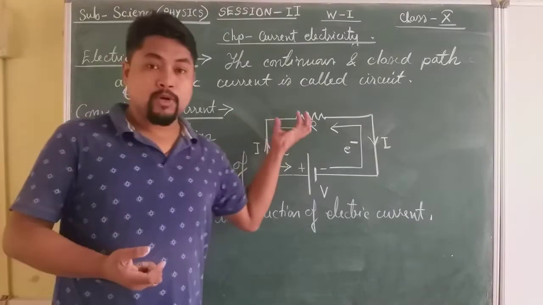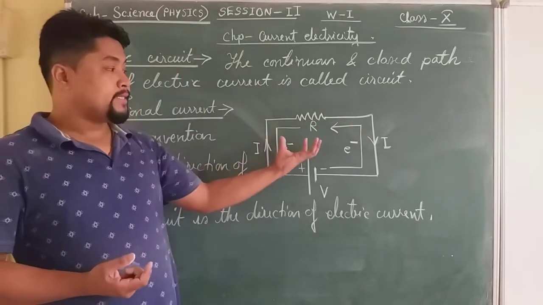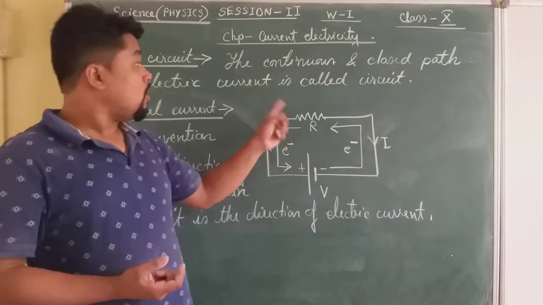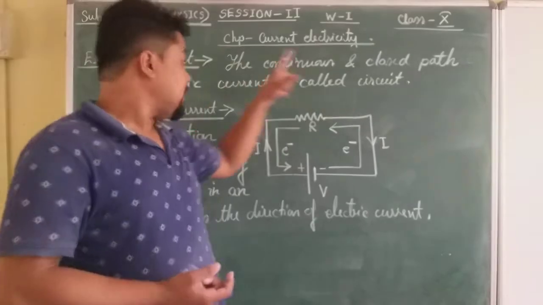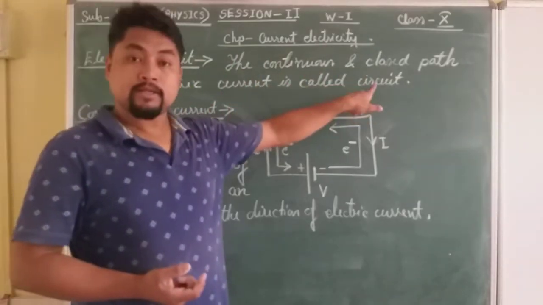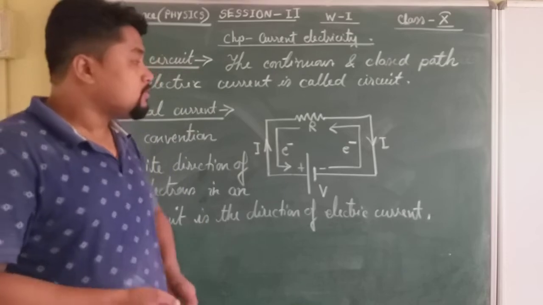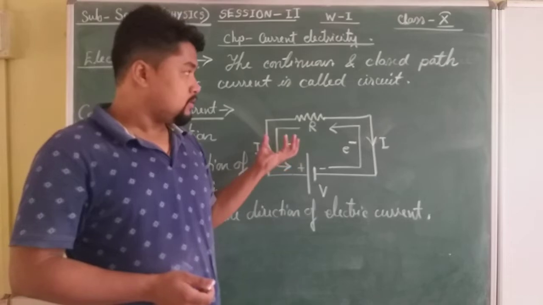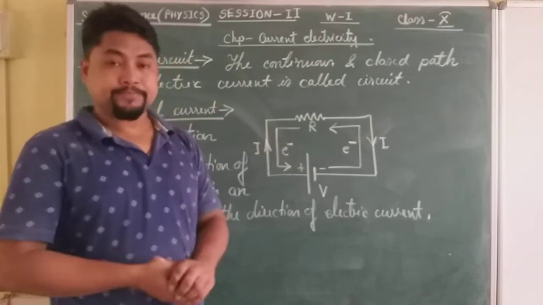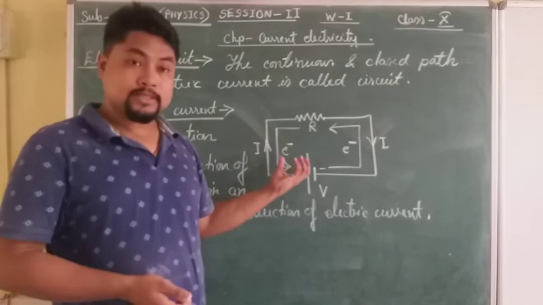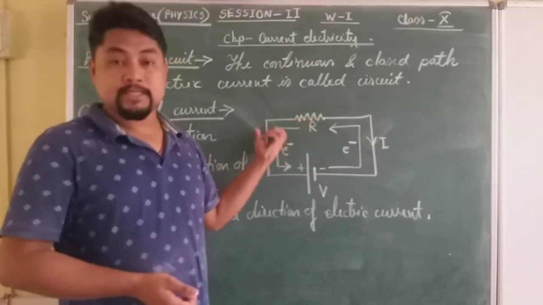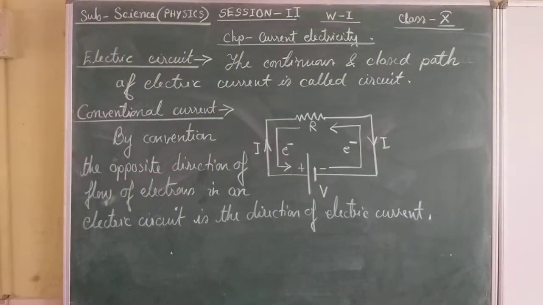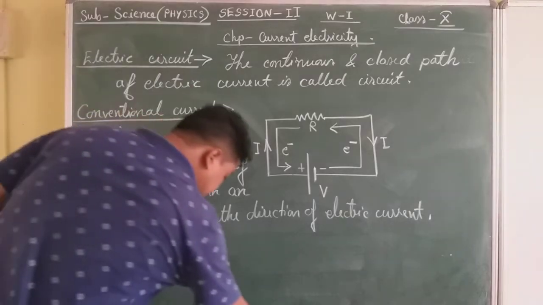This is a continuous path through which electric charge can pass easily. So this continuous path or this closed path is called a circuit. Okay. This is an electric circuit. It consists of one cell, one resistance and some connecting wires. Conventional current.